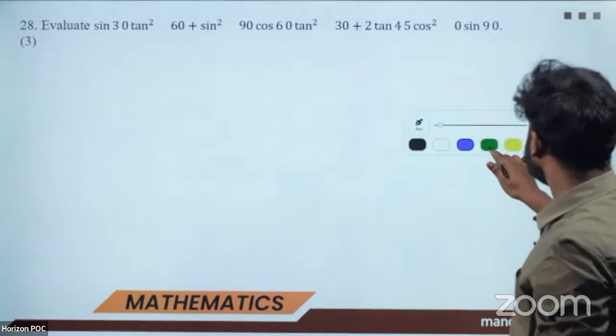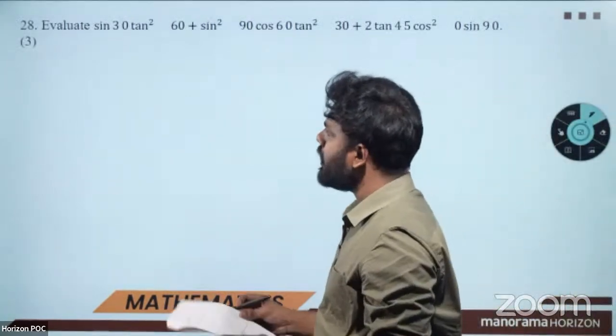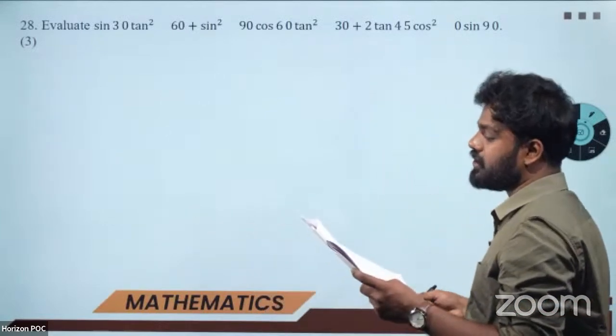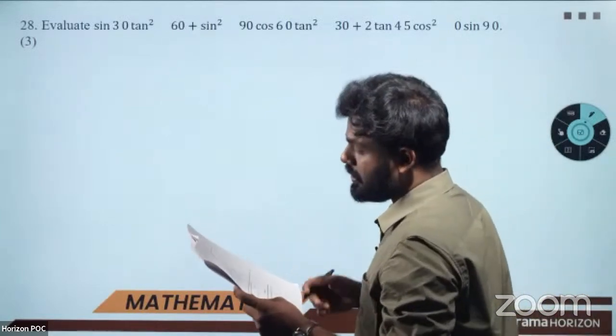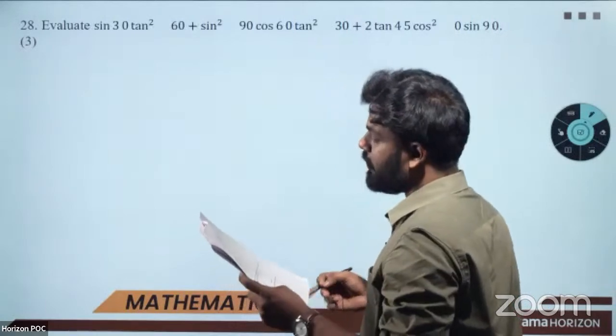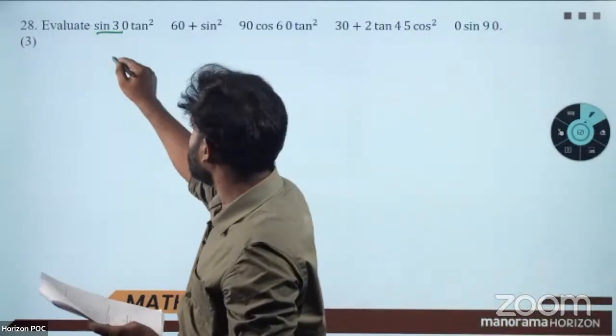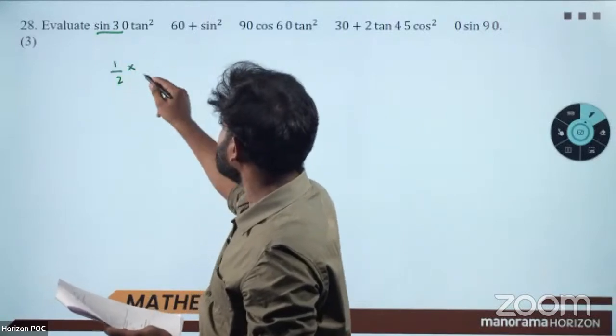So question number 28, I'm moving a little quicker. Question number 28. What is our question? Sine 30, tan square 60 plus sine square 90 cos 60, then you have tan square 30 plus 2 tan 45 cos square 0 sine 90. This is the question. So put each value. Sine 30 is 1 by 2 into tan square 60. Tan 60 is root 3.